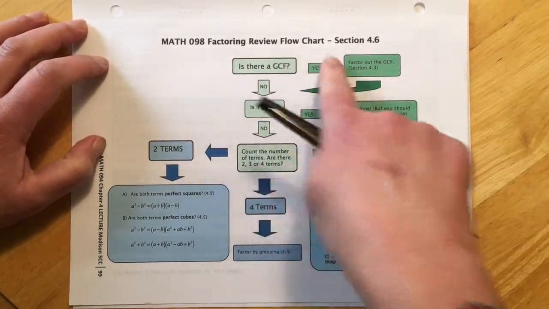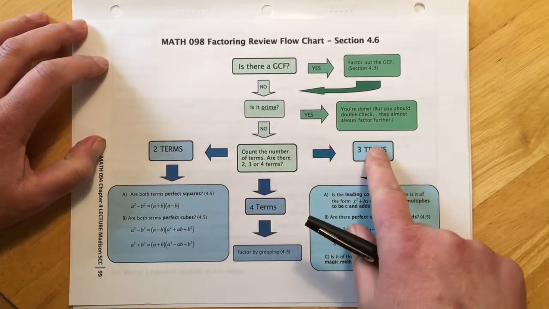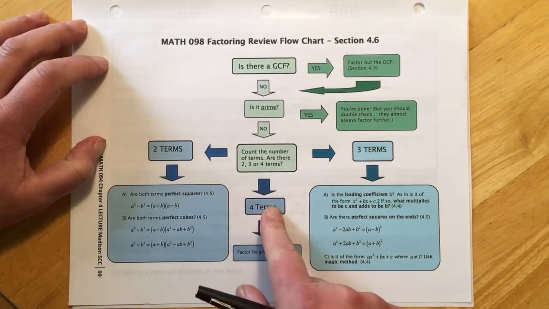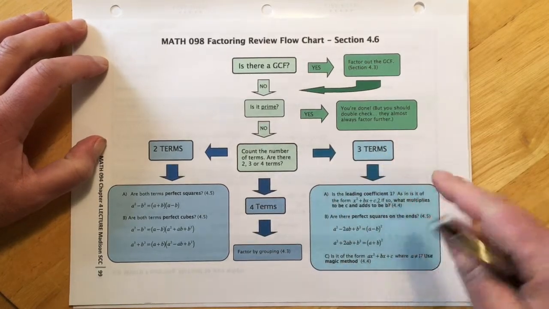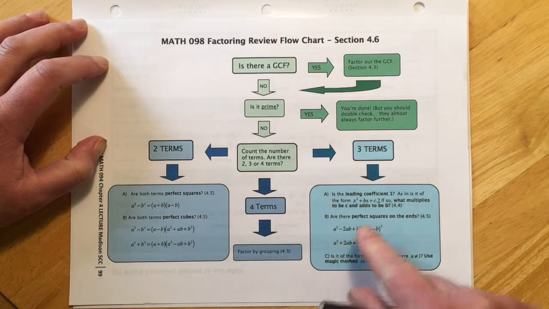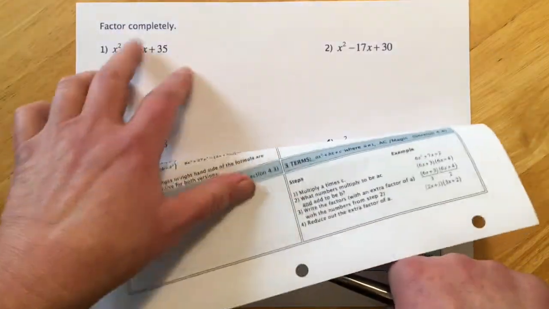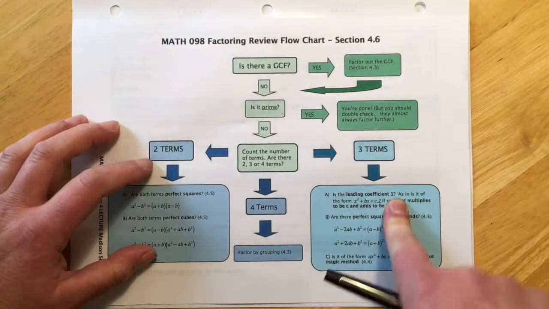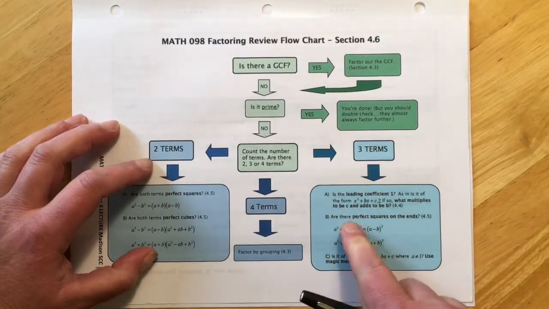So returning to the flow chart, once we've gotten our GCF out, then we're counting our terms. We saw the four-term ones, the grouping ones, in the last section. So now we're in the three terms, and we're doing A and C this time. So these are the ones where the leading coefficient is a 1, so that means it's something like this with a plain x squared.